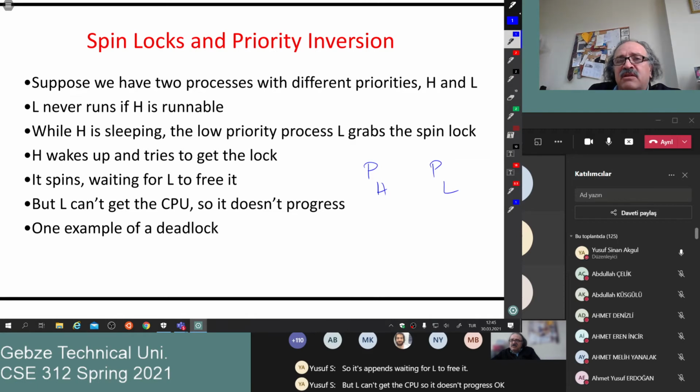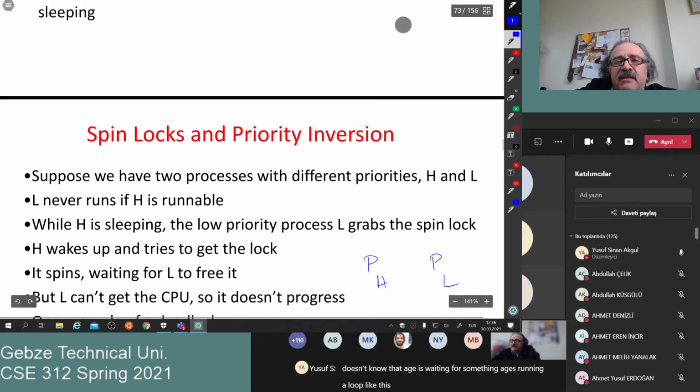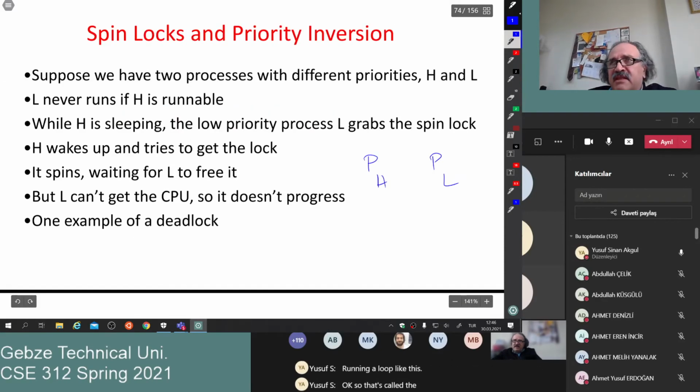Okay, so this is called priority inversion because PL has the resource. It cannot release the resource because it cannot get the CPU. And this happens because of the spin locks. Because the operating system doesn't know that H is waiting for something. H is running a loop like this. Okay, so that's called the priority inversion with the spin locks.